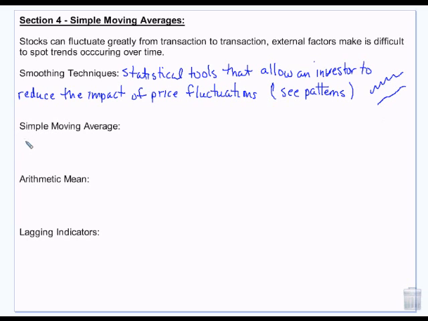Yeah, and it does that with what's called a simple moving average. Now, they call it a simple moving average. They're lying to you.